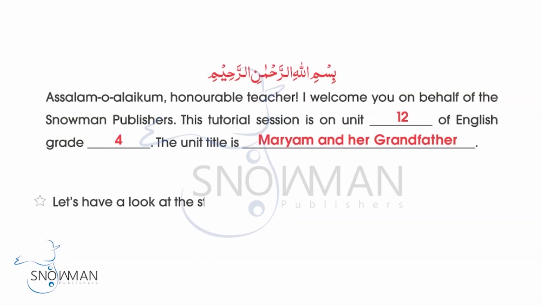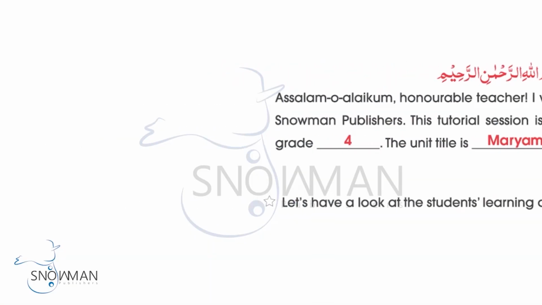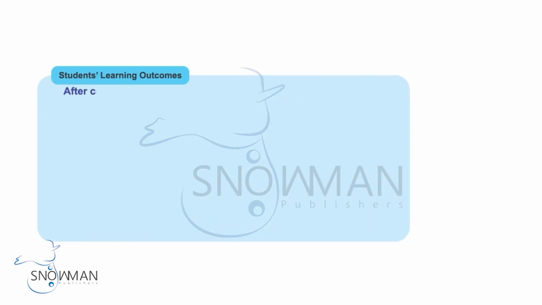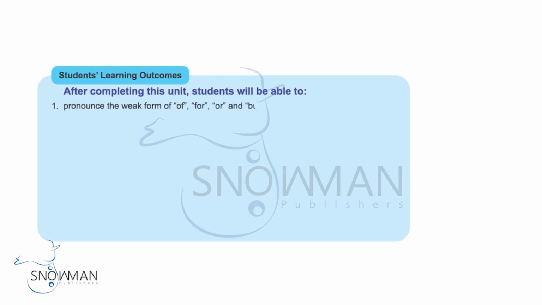Let's have a look at the students' learning outcomes. After completing this unit, students will be able to pronounce the weak form of for, or, and but in simple phrases. Use appropriate expressions in conversation to seek permission to do something.